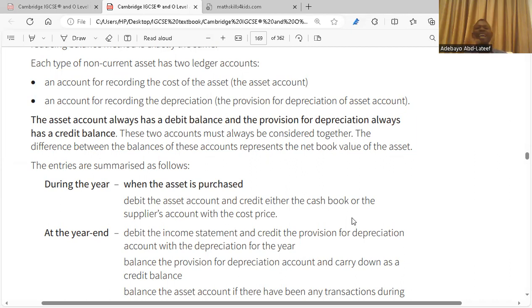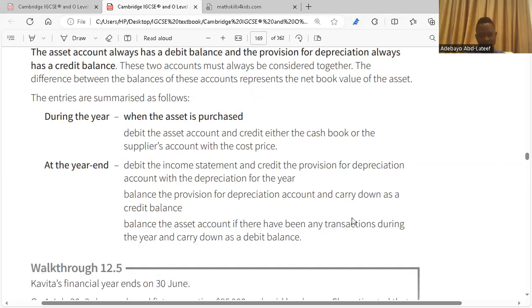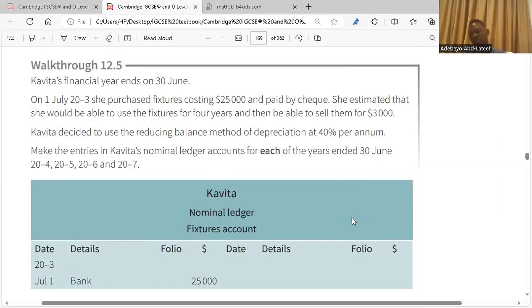At the end of the year, you have to debit your income statement and credit the provision for depreciation account with the depreciation for the year. If it's 3,000, you record 3,000. Is it clear? With this question, you understand what I'm saying.